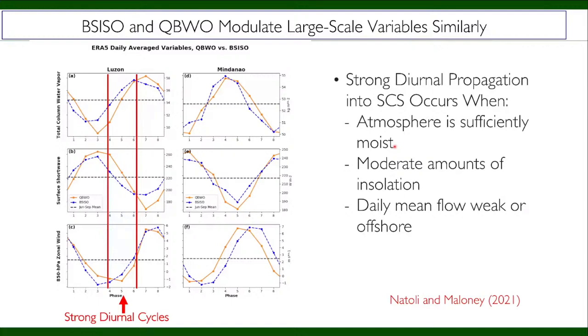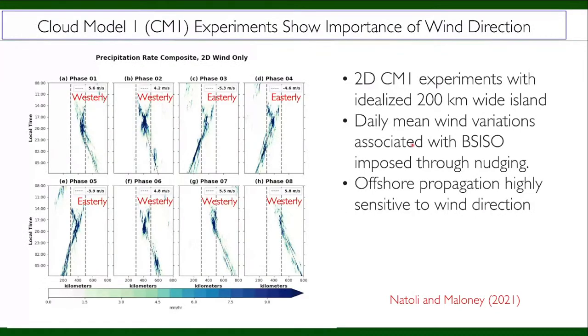Again, many people may note that some of these conditions have also been proposed for boreal winter, modulation of the diurnal cycle associated with the MJO, but they also seem to be relevant here near the Philippines. So one thing that we've been doing lately, and I can't tell you too much about this, is that we've been doing some high-resolution modeling experiments using Cloud Model 1, where we've been looking at the sensitivity of offshore propagation to wind direction, moisture content, insolation, and a variety of other factors. And we've been finding sensitivities that are very consistent with some of our hypotheses based on observations.